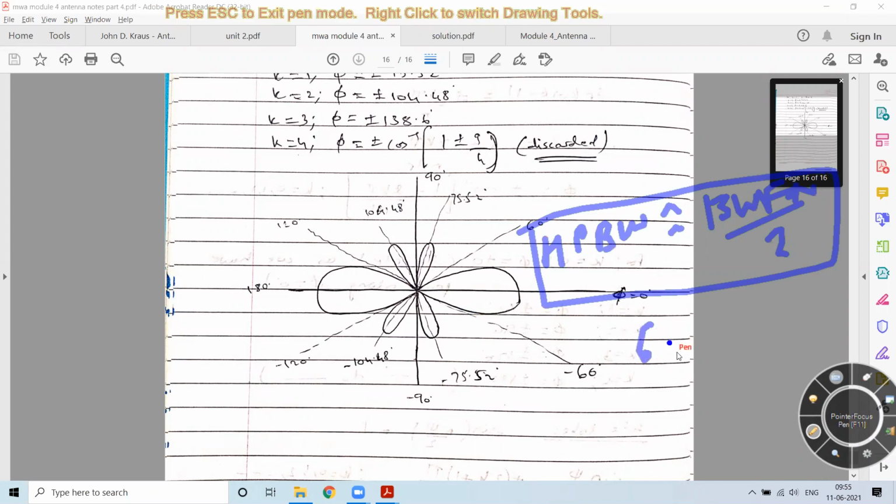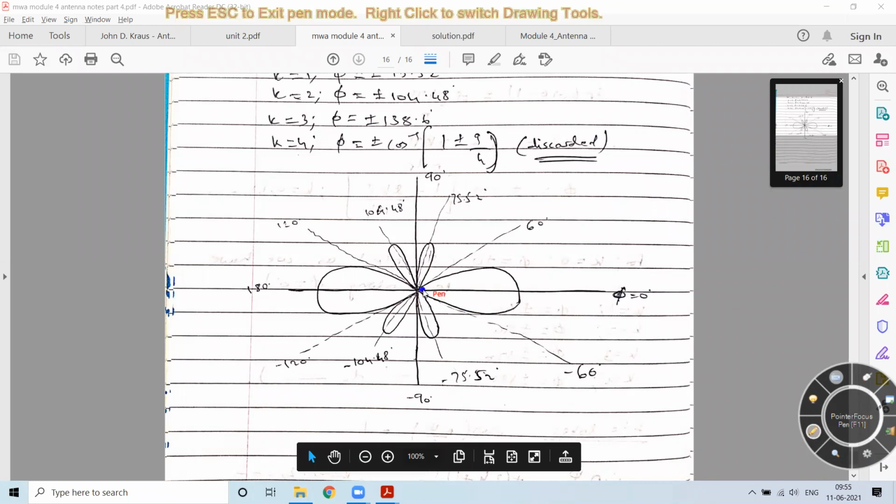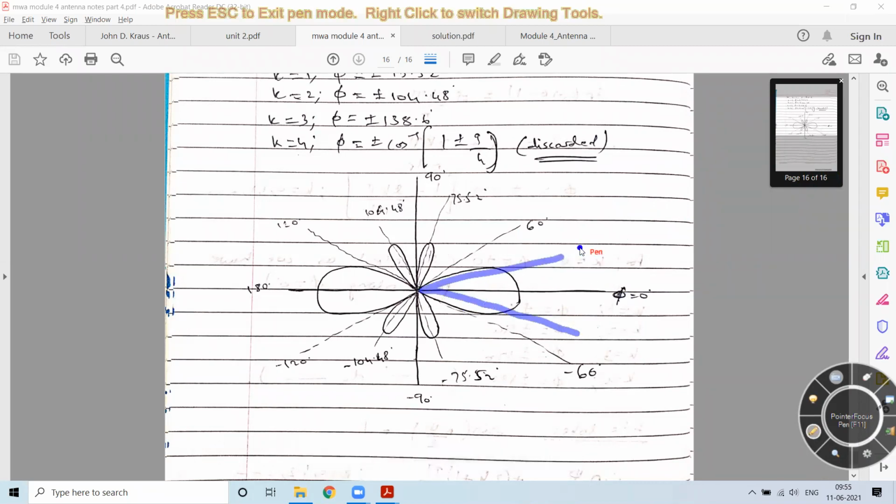So for this case, it is around 60 degrees. That is when I consider 1 by square root of 2, and if it is power, it is 1 by 2. So this angle will be around 60 degrees.